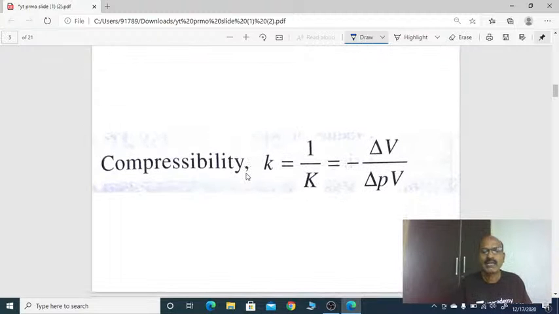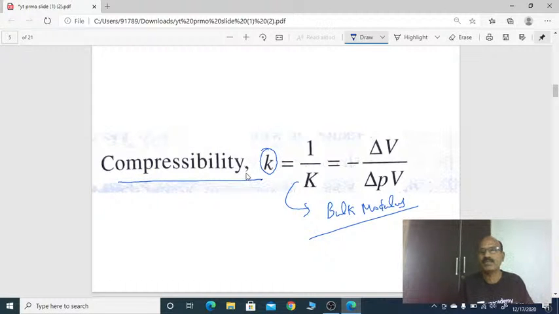We know that k, small k, is compressibility. Compressibility is the reciprocal of bulk modulus, where here capital K is bulk modulus. We just now discussed bulk modulus, right? So the reciprocal of bulk modulus is called compressibility.